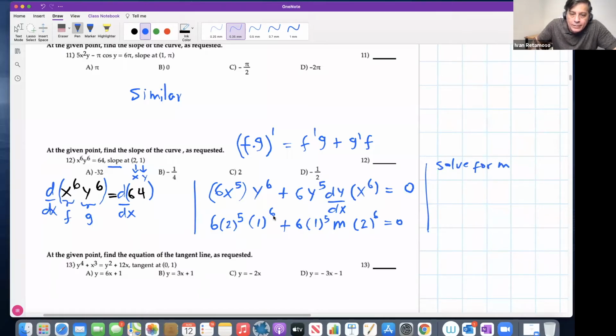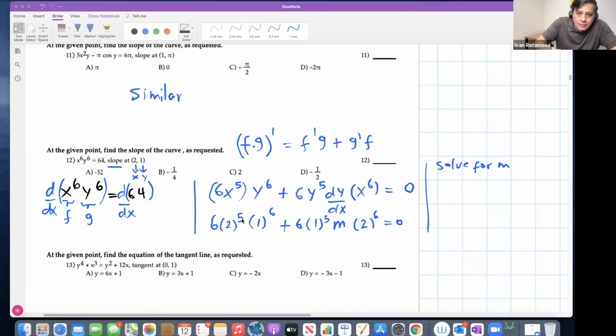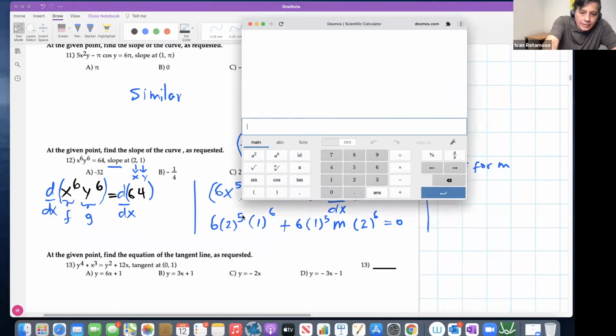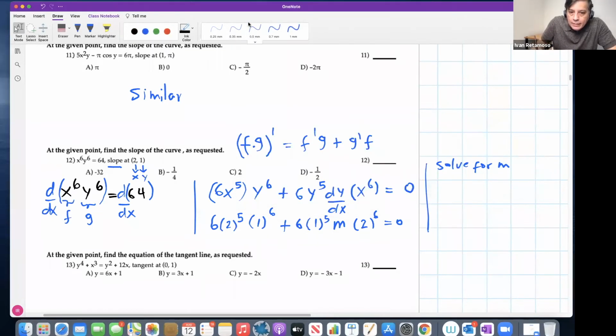Look, 1 disappears, 1 to the 1. This 6 times 2 to the 5th power is 32 times 6. Let's find out what that is. 6 times 2 raised to the 5th power. 192. 192 here. Plus 192 plus. This is 6m.